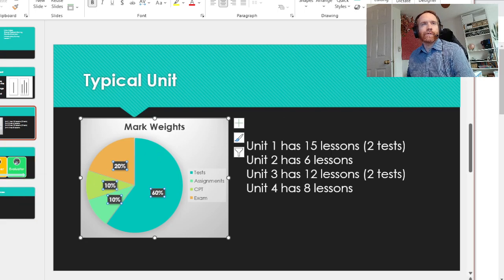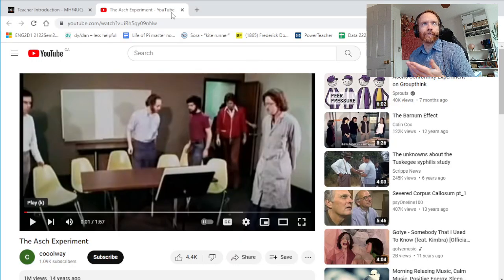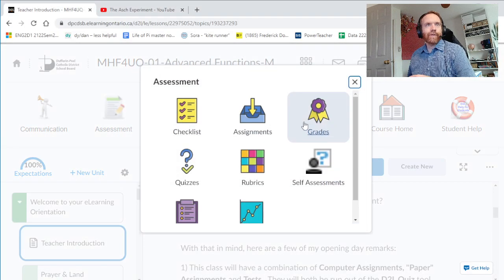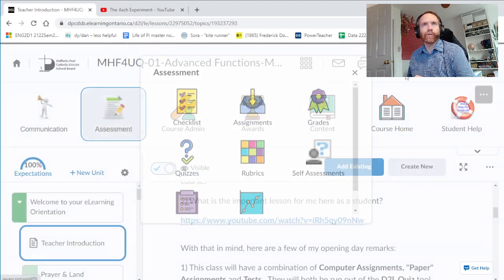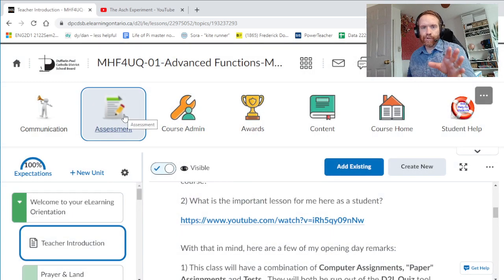Tests. So what's the difference between an assignment and a test, right? Both of these things you will find under quizzes. Okay, so in D2L they're considered to be quizzes, and the only difference between the two of them is this: for a test, it's going to be timed, and you only get to take it once. For an assignment, it is not timed, and you can take it as many times as you want. I'm only taking your highest grade.